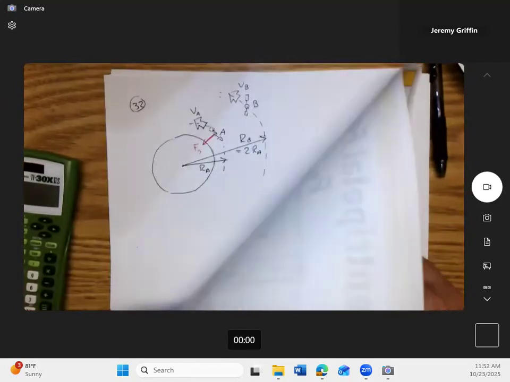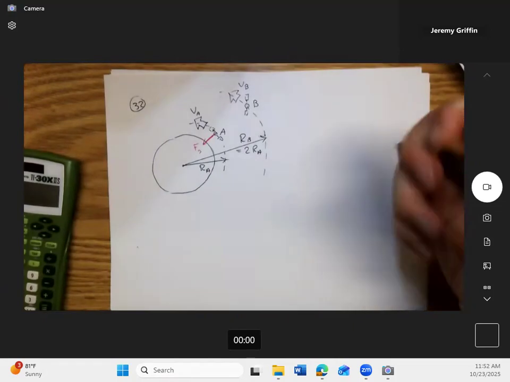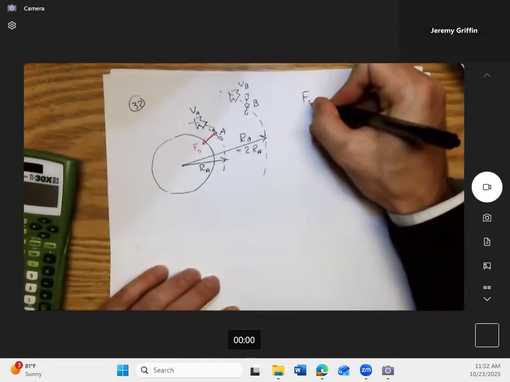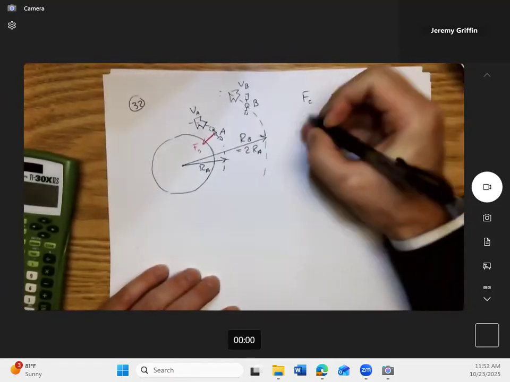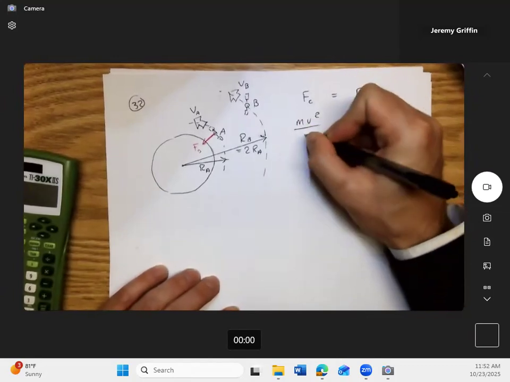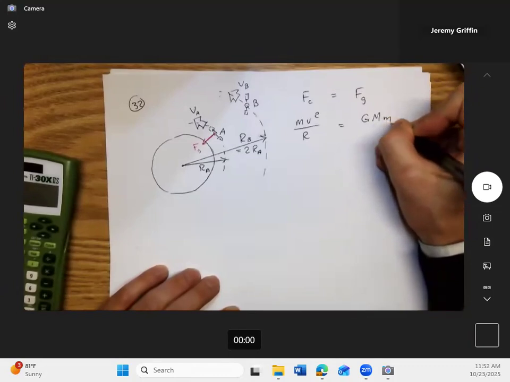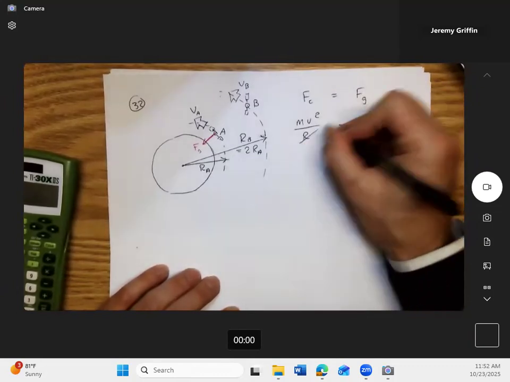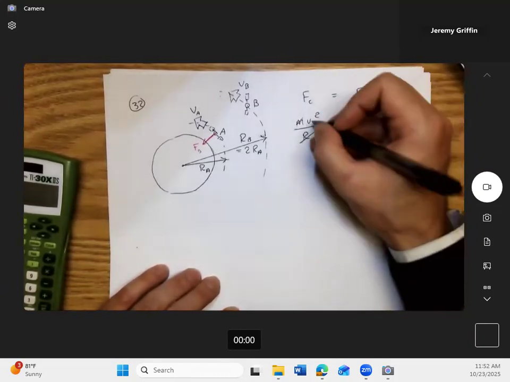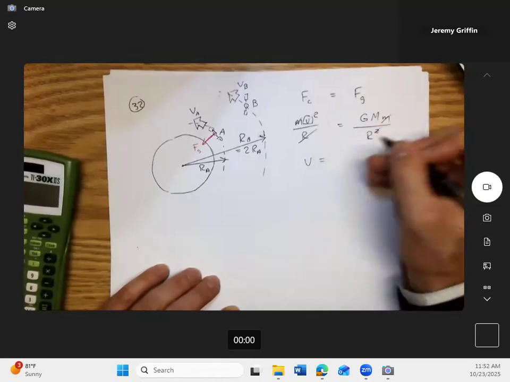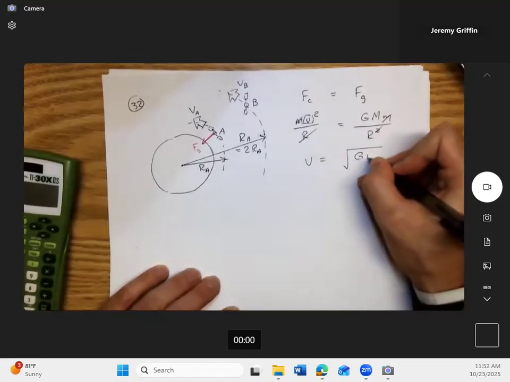All right, so you guys got centripetal force provided by gravitation: m v squared over r equals G M m over r squared. So v for circular orbit is the square root of G M over r.